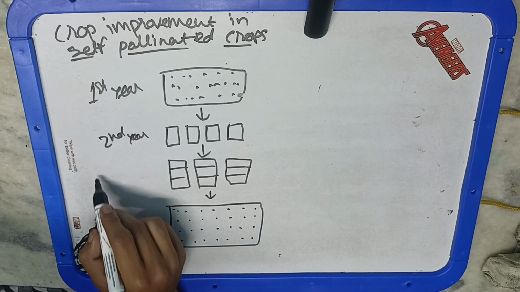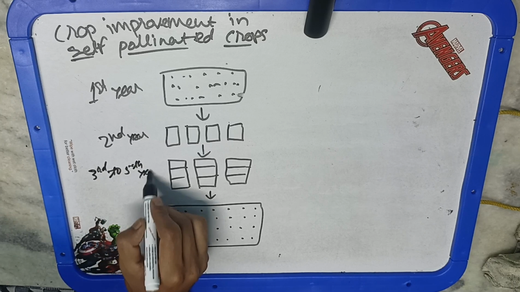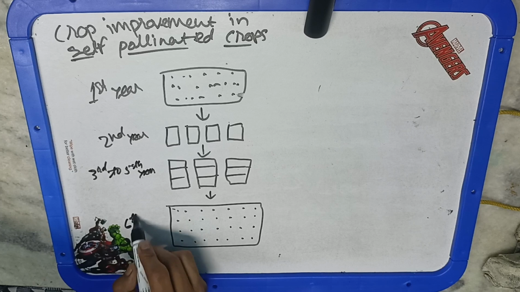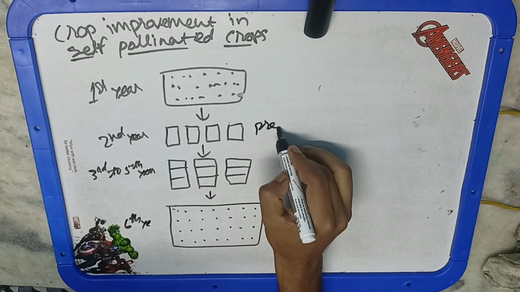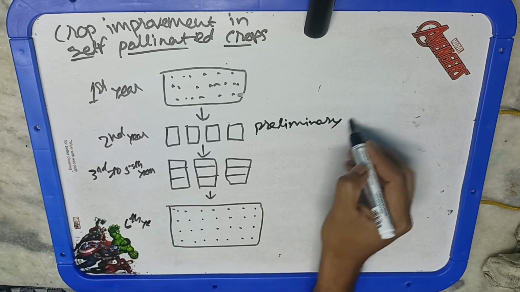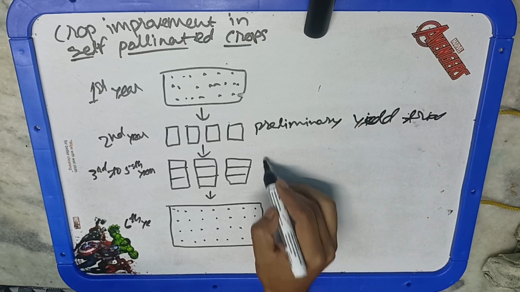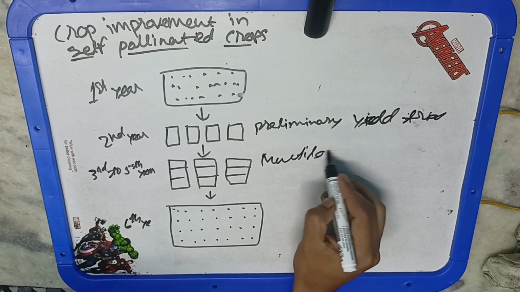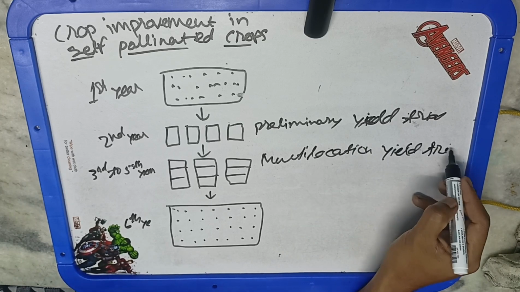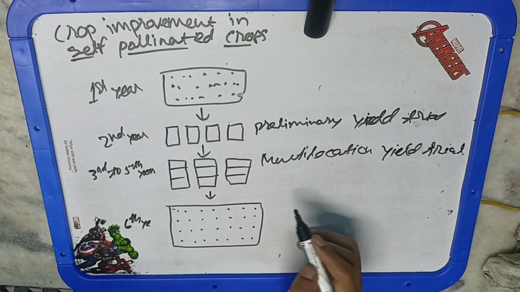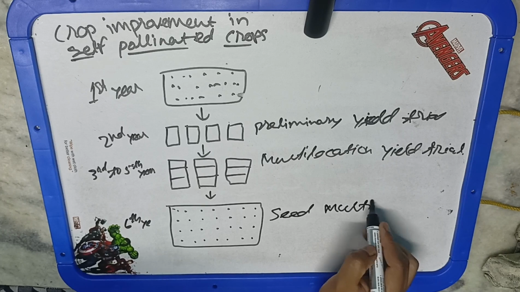Then the promising selections are evaluated in coordinated yield trials. What is coordinated? It means we are growing that particular crop at several different locations. You might have heard of the term AICRP, All India Coordinated Research Project. All the agriculture universities grow the seed they are producing in different locations to understand the performance of that particular line. After release, that line will be known as a variety. So it is released as a new variety.